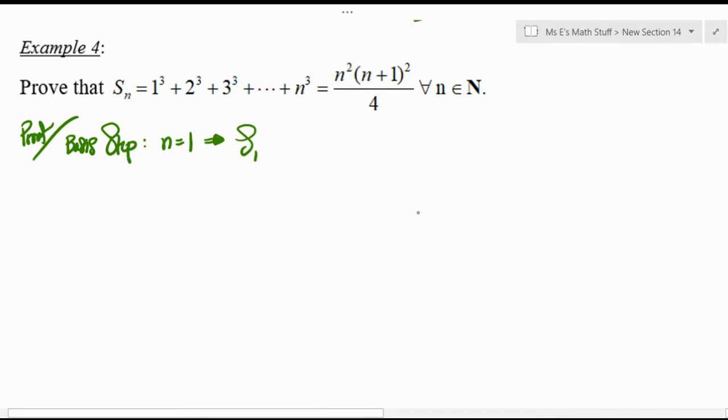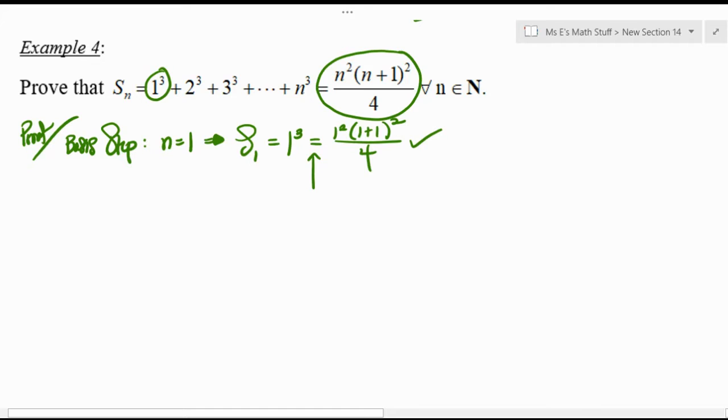So the first partial sum on the term by term side would simply be 1 cubed, which is equal to 1. You can simplify it in your head. And then on this side, if n was 1, you'd have 1 squared times 1 plus 1 squared over 4. And we're hoping that this equal sign right there is true. Is it? 1 plus 1, 2 squared is 4. Yes, it is true. All right, great.